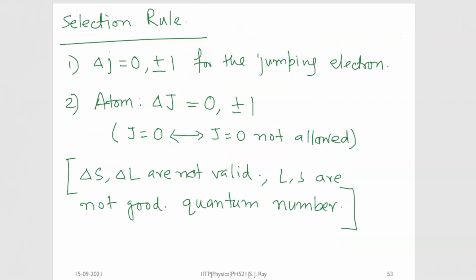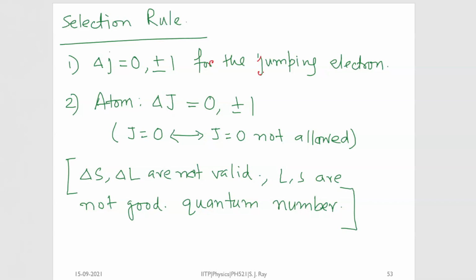Okay. So now we look at the selection rule. Here the selection rule says that delta J has to be 0 or plus minus 1 for the jumping electron, which means that whichever electron is having a transition from one level to another, delta J has to be 0 or plus minus 1.